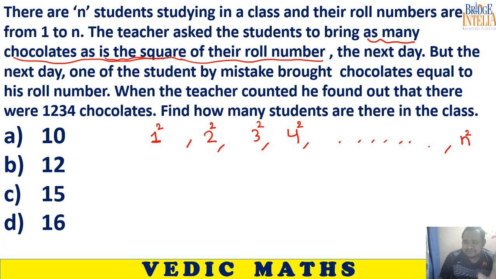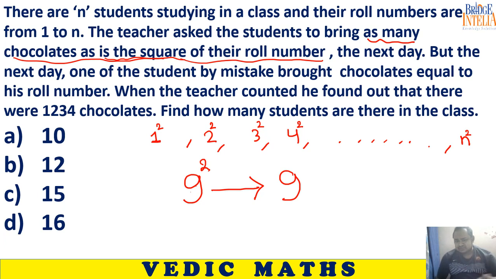Suppose, by mistake, roll number 9. The teacher had told him to bring 9 square chocolates. That means if your roll number is 9, you have to bring 9 square chocolates. But this student by mistake brought only 9 chocolates. That means he forgot the square. I'm just giving you an example, because in the question it is not given that roll number 9 forgot. Any one student forgot.